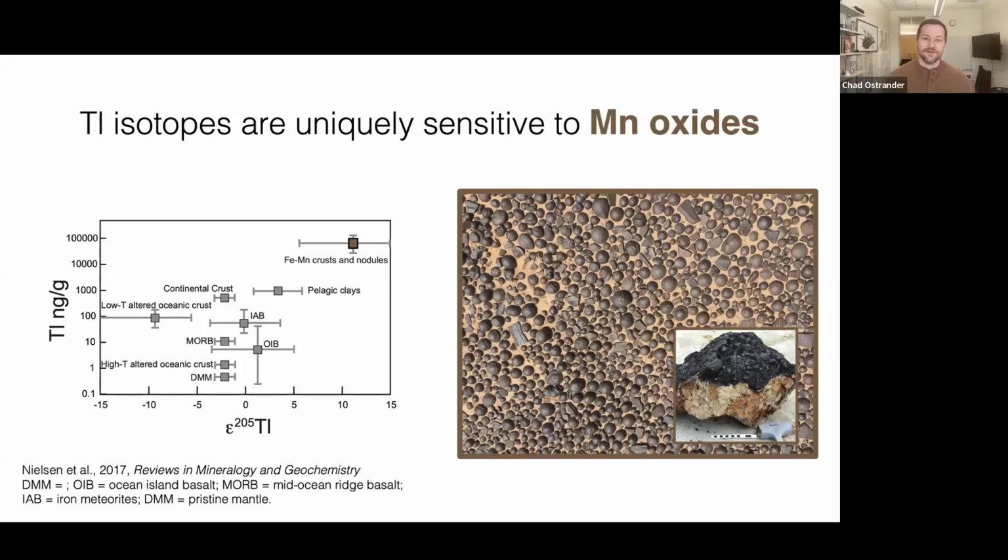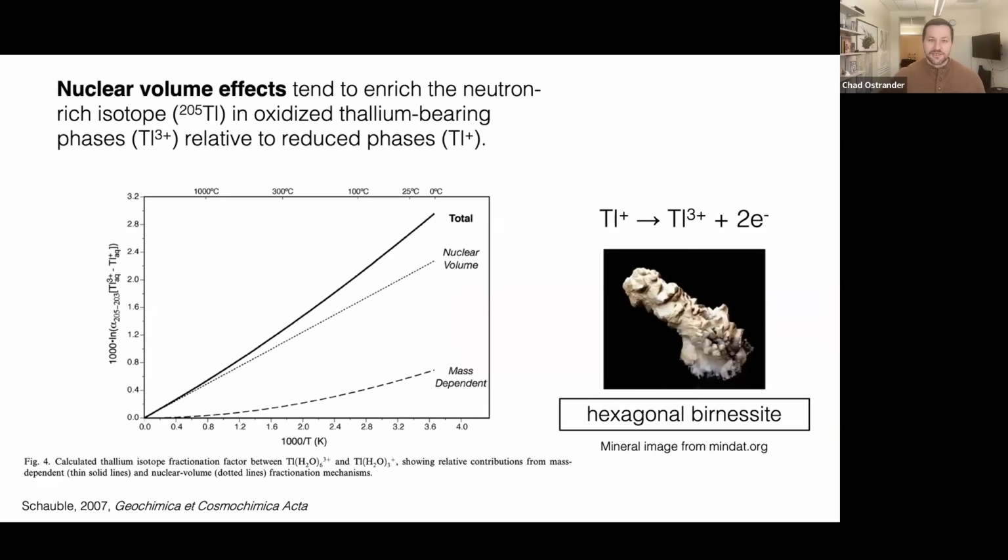Thallium isotopes are uniquely sensitive to manganese oxide minerals. In this figure on the left, you have thallium isotope compositions on the x-axis and thallium concentrations on the y-axis. That's a log scale. Those are big changes. And nothing is more enriched in thallium and more enriched in thallium-205 than ferromanganese nodules and crusts that form on the deep oligotrophic seafloor. This is a really strong fractionation mechanism.